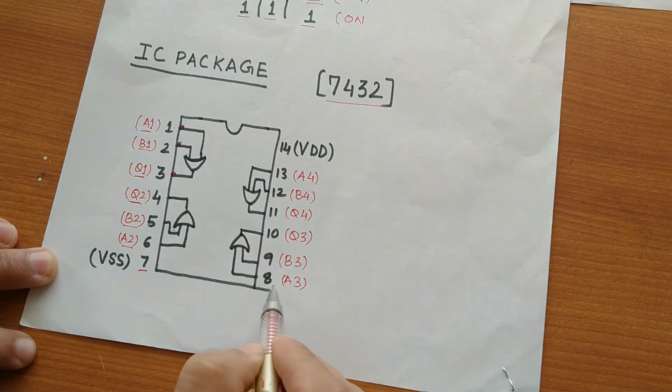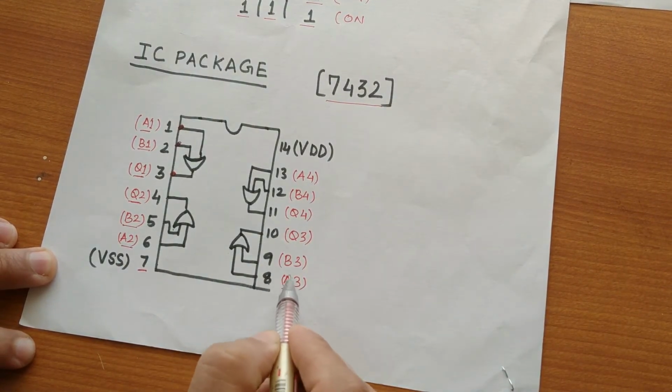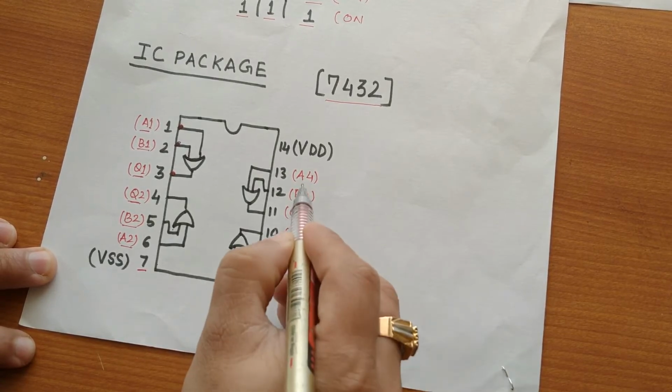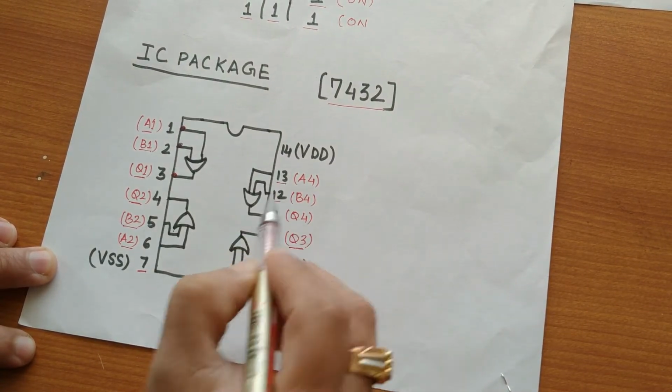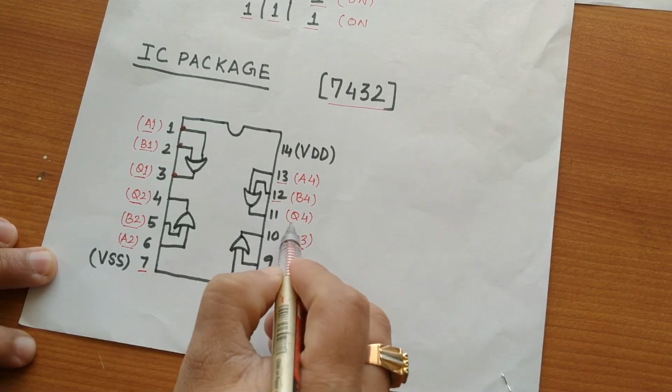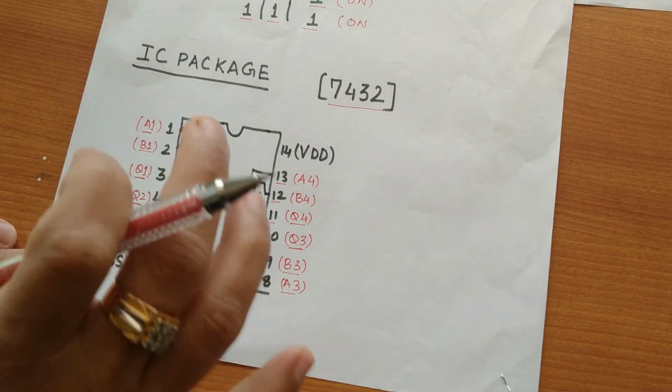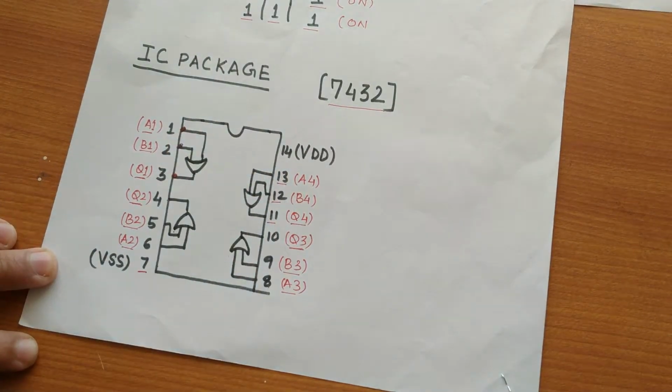Similarly, pin numbers 8 and 9 can be used as inputs, and pin number 10 can be used as an output. Similarly, pin numbers 13 and 12 can be used as inputs and Q4 as the output. So this is the schematic diagram of the IC package of 7432.